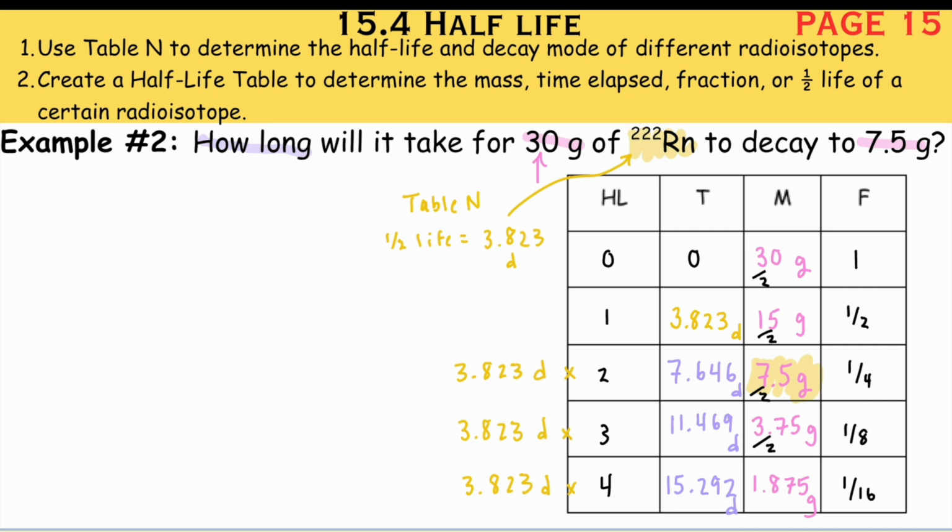But we want to write down how much time it takes for our sample to decay down to 7.5 grams. So we look at the time that has elapsed when we have 7.5 grams left, and we find that it is 7.646 days.